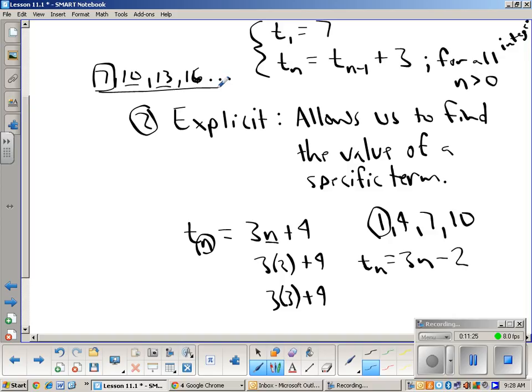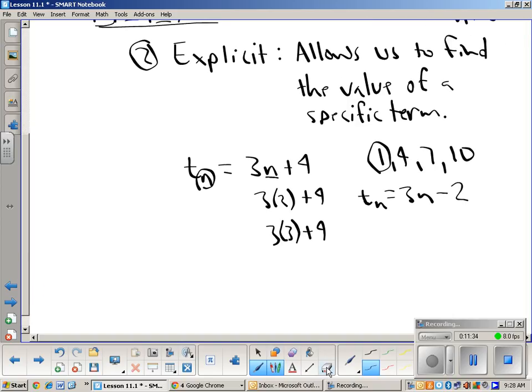Isn't it 3 times 1,000 plus 4? I was looking at the other one. We just found the explicit formula for that situation. And so we said it's 3 times the number of the term we want plus 4. And 3 times 1,000 is 3,000 plus 4 is 3,004. So the 1,000th term would be 3,004.